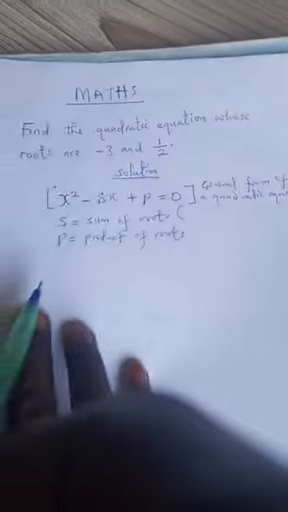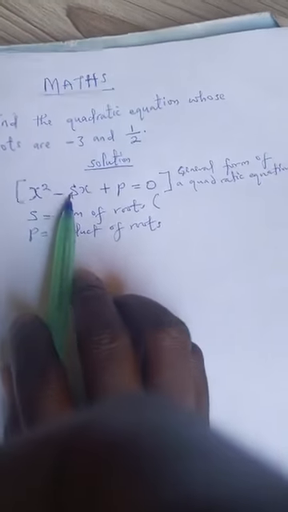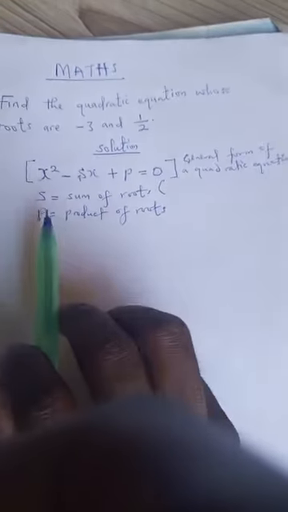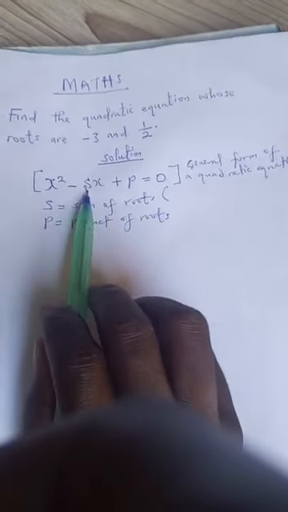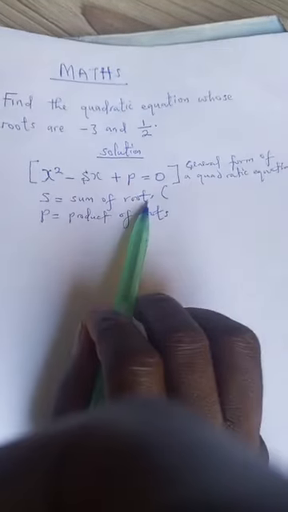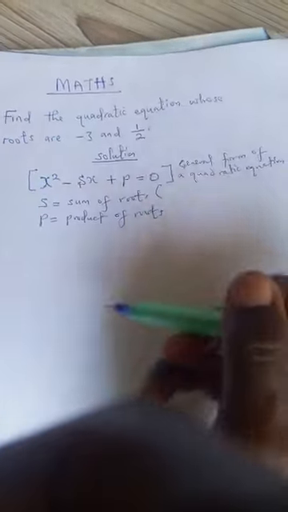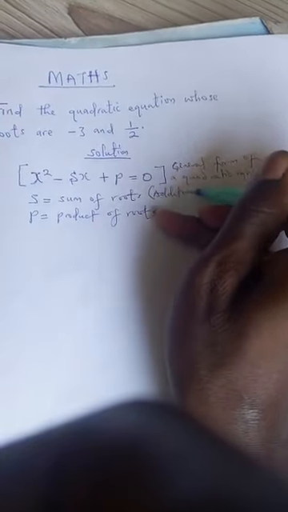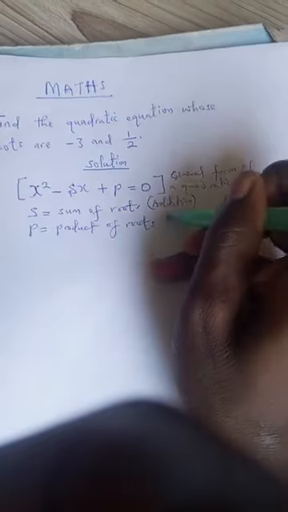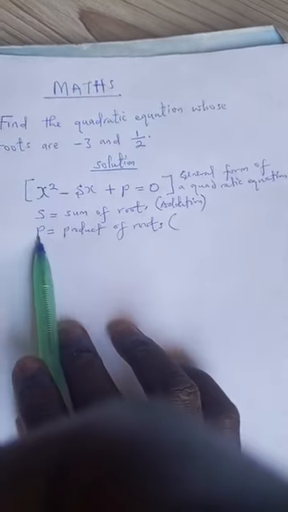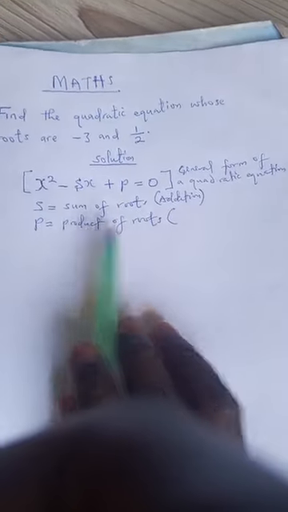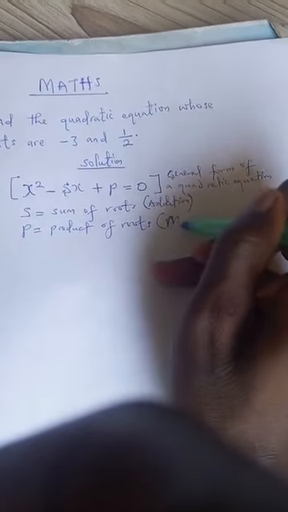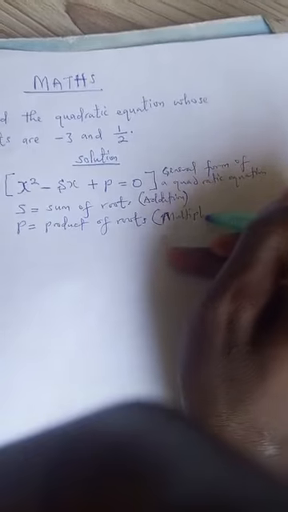Alright, so if you can remember this, x squared minus sx plus p equal to 0, you are good to go. Now, where this s here represents sum of roots, and from your knowledge of mathematics, sum means what? Addition. Whereas p means product of roots, and product means what? Multiplication.